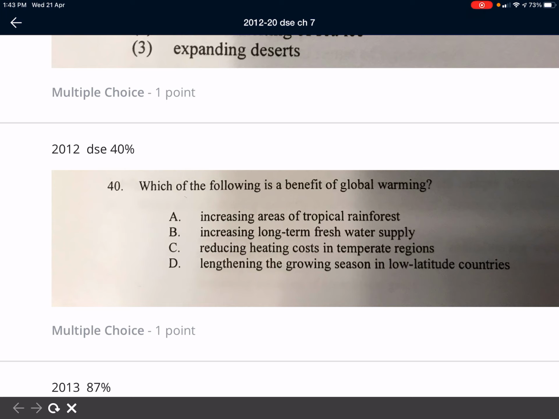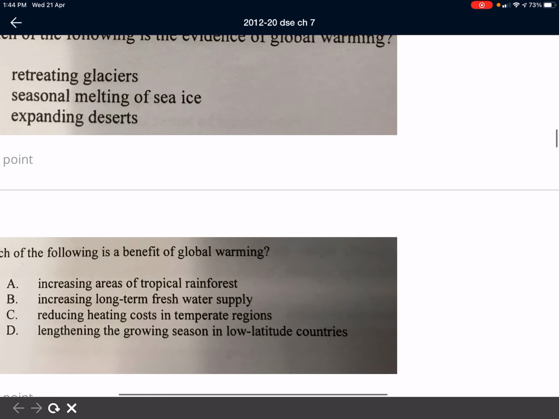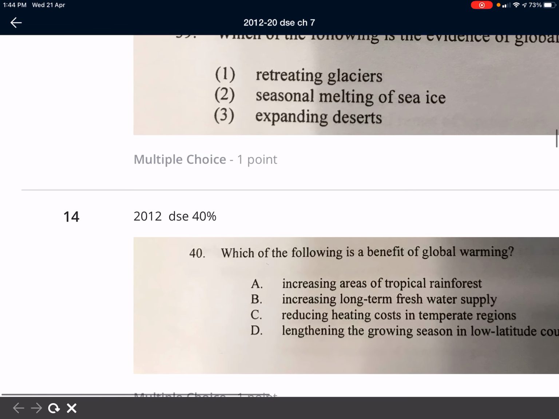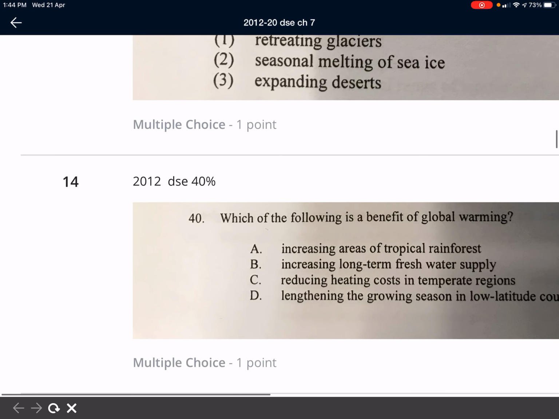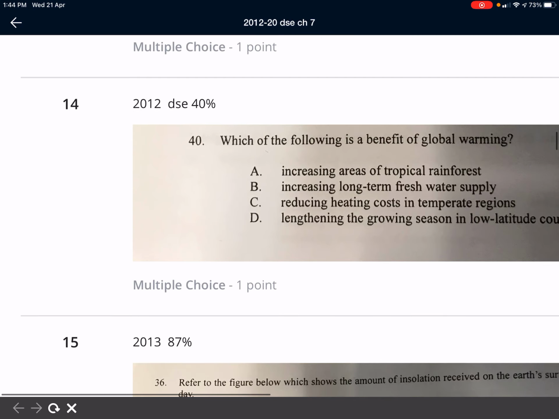Number D, lengthening of growing season, sounds right, but let's see the entire sentence, which says low latitude countries. Okay, which is not the case, because high latitude countries will benefit, but for low latitude countries it is not the case. Okay, so the answer will be C.